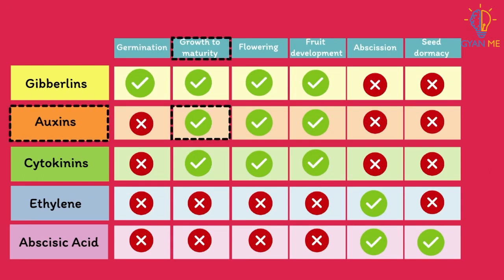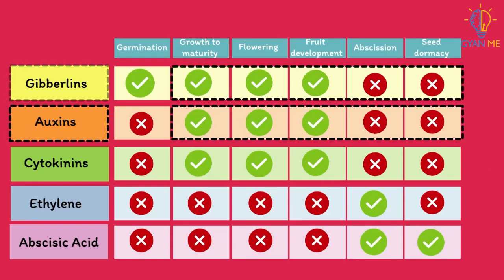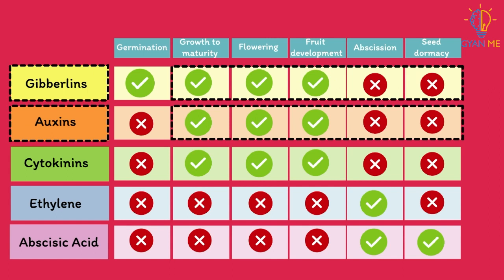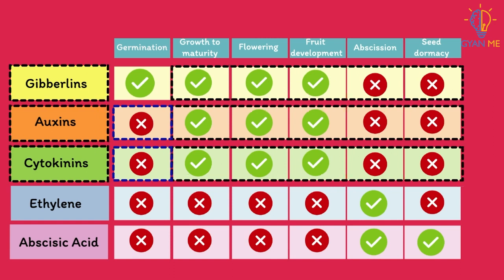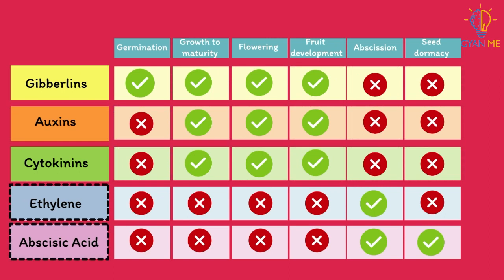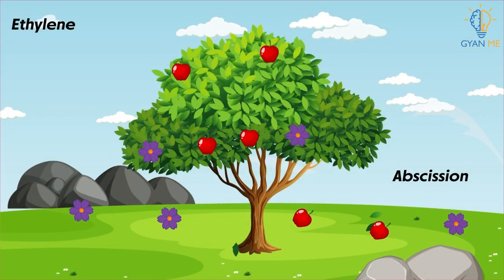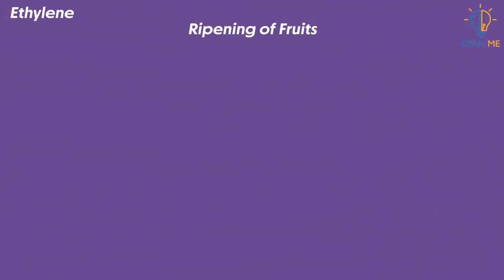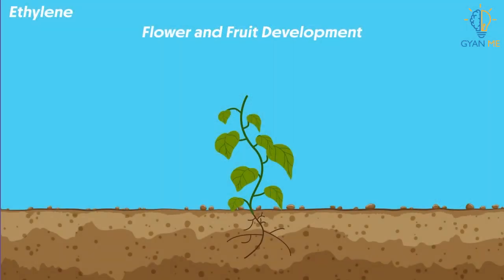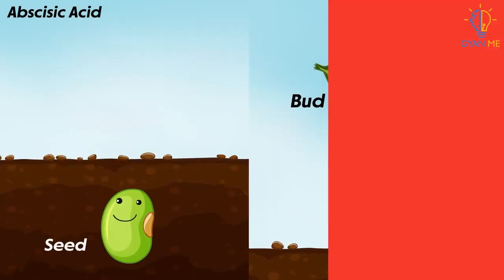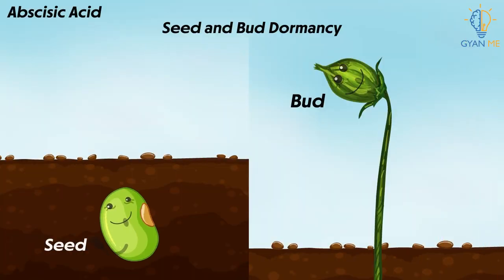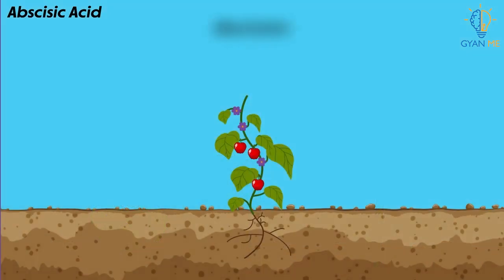Auxins are also growth promoters and have the same function as gibberellins, except that they do not play a role in seed germination. Cytokinin and auxins perform more or less similar functions. Ethylene and abscisic acid or ABA are growth inhibitors and are responsible for abscission of leaves and fruits. Ethylene brings about fruit ripening and is also involved in flowering and fruit development. ABA, that is abscisic acid, is mainly involved in seed and bud dormancy and also involved in abscission.